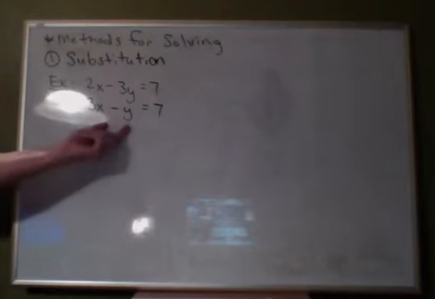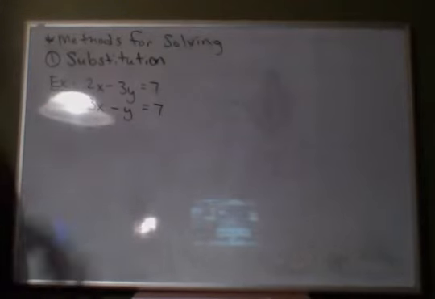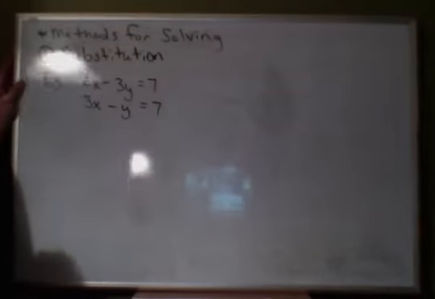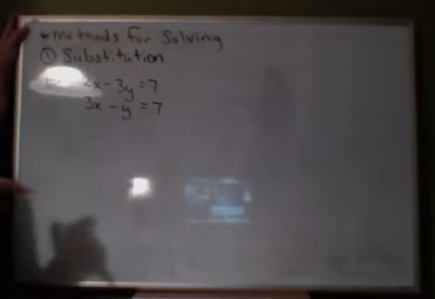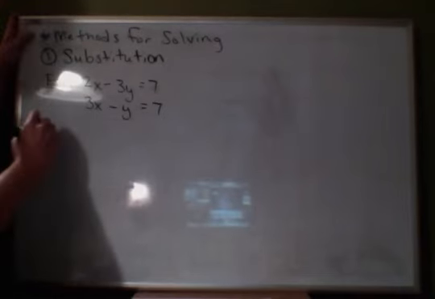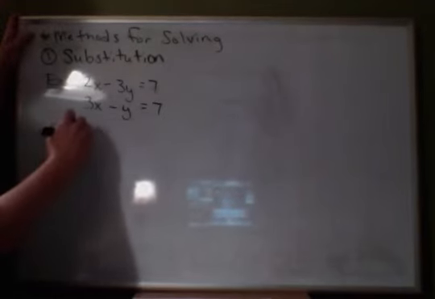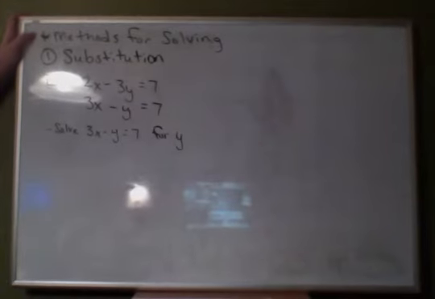If we have 2x minus 3y equals 7 and 3x minus y equals 7. So in this case, we have two equations. We've got our two variables x and y, and we have one of the variables in one of the equations that has a coefficient of 1 or negative 1. And so that's actually going to be really nice. So what we're going to do here is solve 3x minus y equals 7 for y. Basically, we want to try to get y by itself.